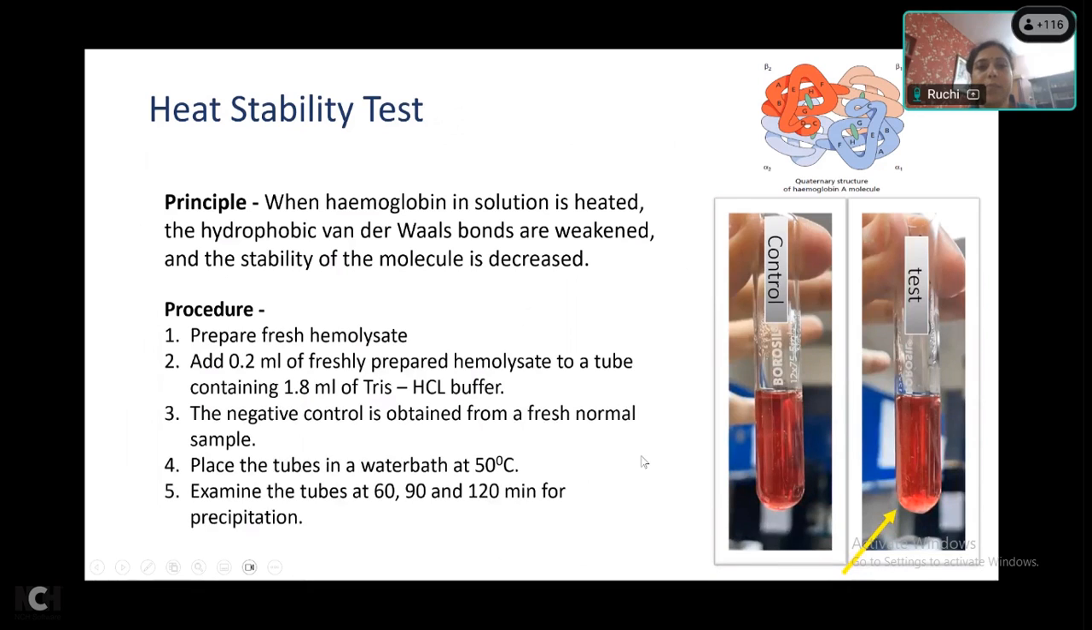And this is a very simple test. In unstable hemoglobin, the interaction between the alpha and beta globin chains is weakened. So what will happen when we prepare a hemolysate in a Tris HCl buffer in a water bath at 56 degrees centigrade or 50 degrees centigrade, these chains are unstable and they will precipitate. But normally, in a normal adult sample, these chains will not precipitate. So if you see in the control tube, there is nothing, and in the test, you can see that there is a precipitate of these abnormal proteins.